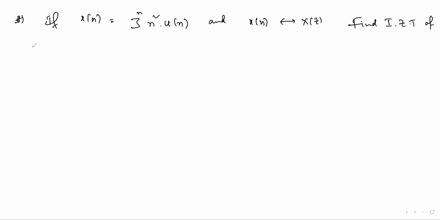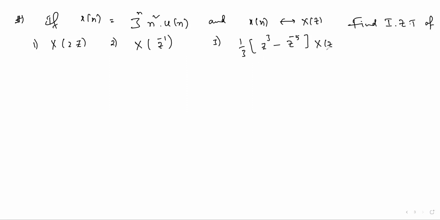If x of n equal to 3 to the power of n, n square u of n, and is given as x of n Z transform x of z, then find inverse Z transform of first one, x of 2z, second one, x of z inverse, third one, 1/3 z cube minus z to the power of -5 x of z. If x of n is given like this, what is the inverse Z transform of the given functions of z?